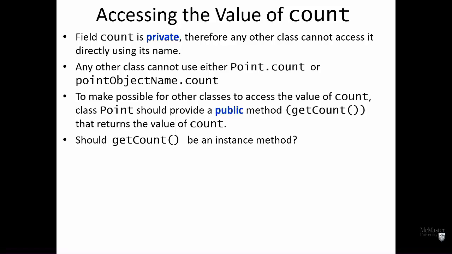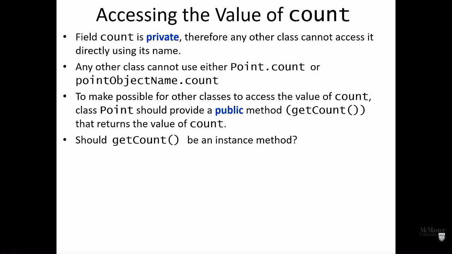Should getCount be an instance method? First of all, what is an instance method? It's similar to an instance variable. It means it's not static, right? Now getCount is a method that is interacting with a static variable, which is count, right? Do I have to make it static or just keep it as a normal instance method? What do you think? Don't look into the slides, just think. What should you do?